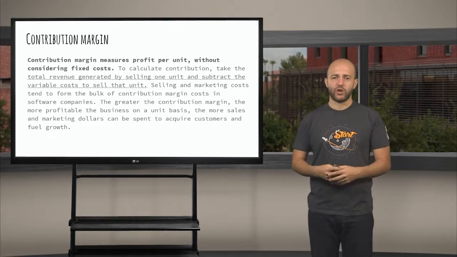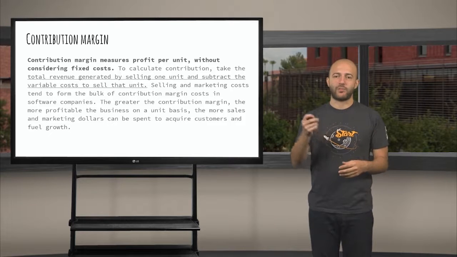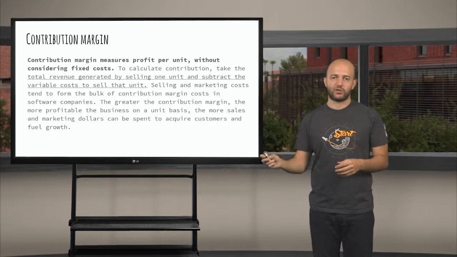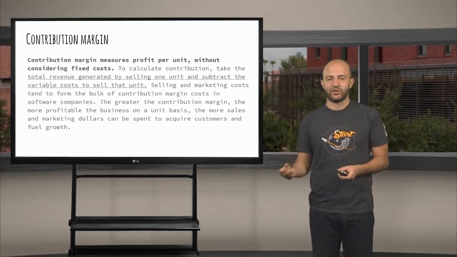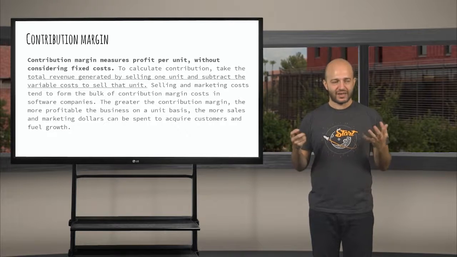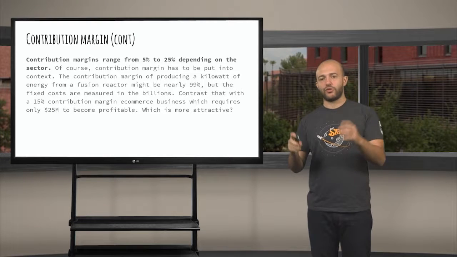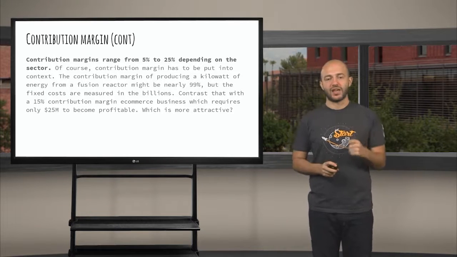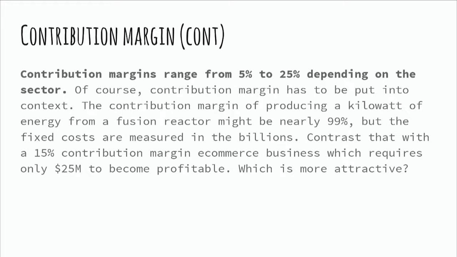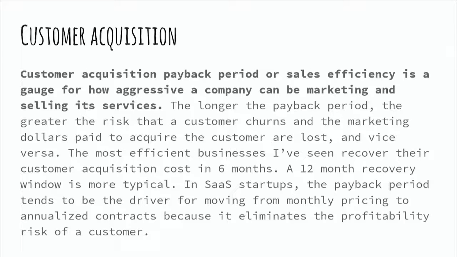A contribution margin basically measures the profit per unit without considering the fixed costs. So the fixed costs are not considered when you're trying to calculate your contribution margin. Now, the contribution margin also ranges from 5 to 25% depending on the sector that you're in, and you can use a lot of resources like Crunchbase or a lot of financial websites in order to figure out what sector your business falls in and what is usually the range of your contribution margin.